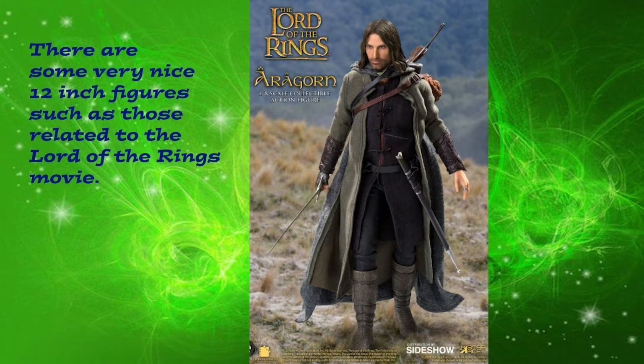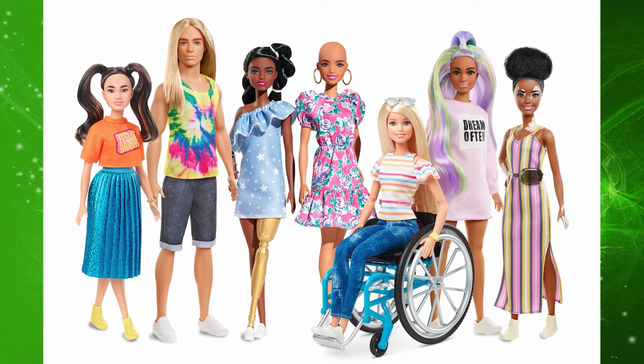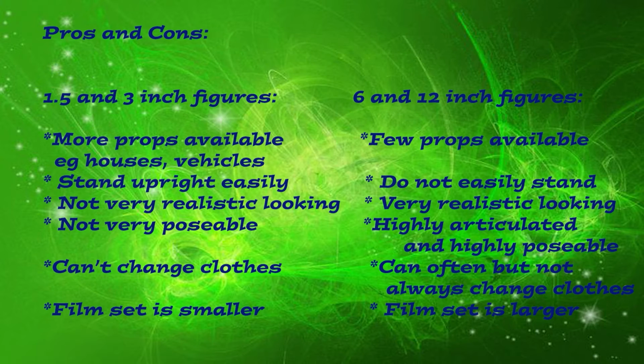So as I was mentioning, the small characters have the most props available. The 6 and 12-inch characters, you're going to have a harder time finding vehicles or houses. There are Barbie houses that are for a 12-inch size figure, but you may not want a Barbie house for your film. It may not fit what your story is. So here I summarize some of the pros and cons of the different scale figures.